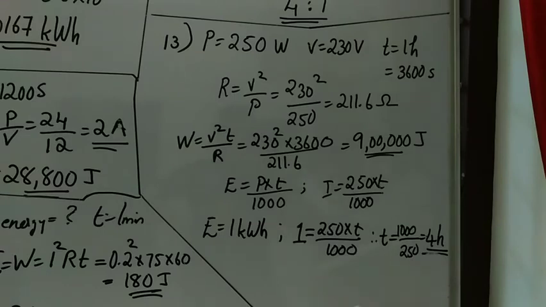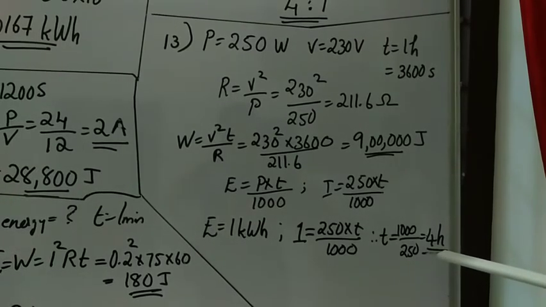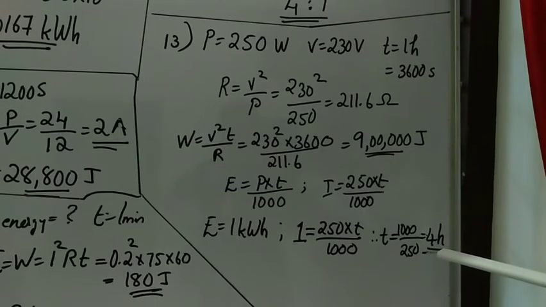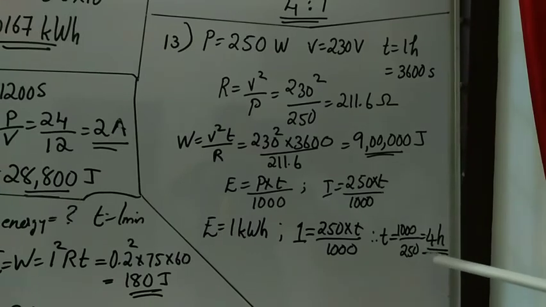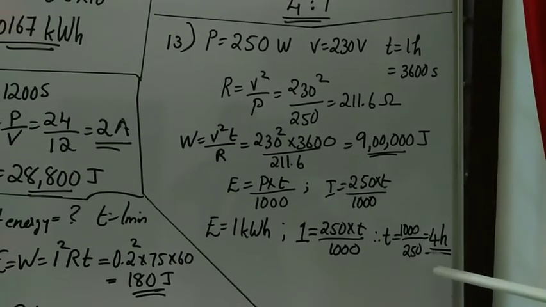So the time in which the bulb will consume 1 kilowatt hour: within 4 hours, the bulb will consume 1 kilowatt hour of energy. That is 1 unit of energy when this bulb is used for 4 hours.